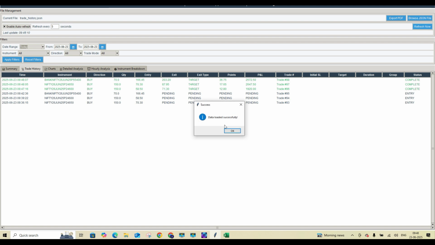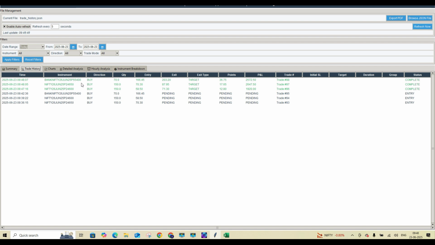Even Bank Nifty is squared off with 2000 profit. I'll come one by one. We are here on the Nifty put option, 24,600. Entry was at 58, exit was at 71, and the target is hit, with 12 points and a profit of rupees 1900 plus. Next, for Nifty, entry was at 70, exit was at 87, and the target is hit with 17 points, that is 2600 plus profit.